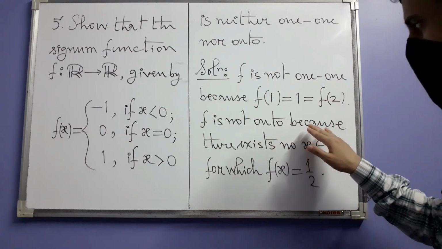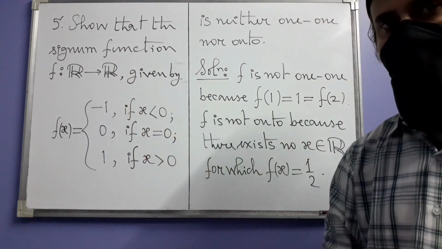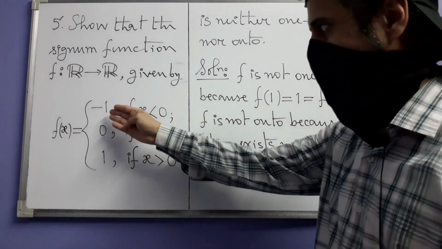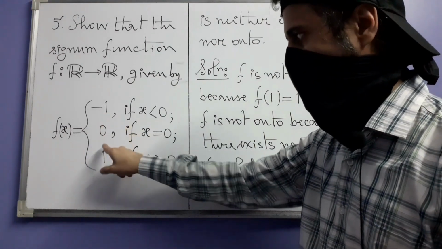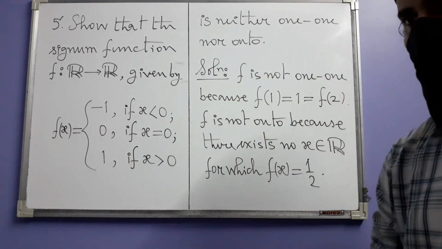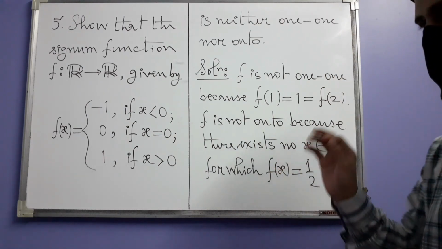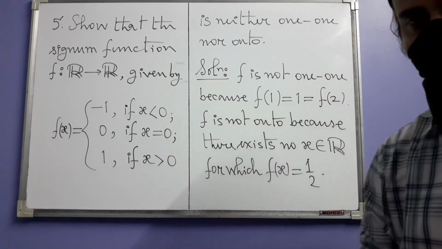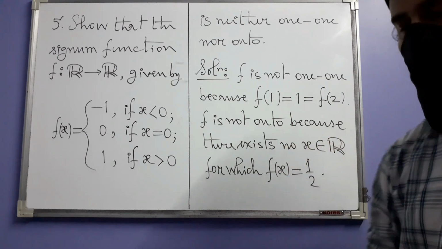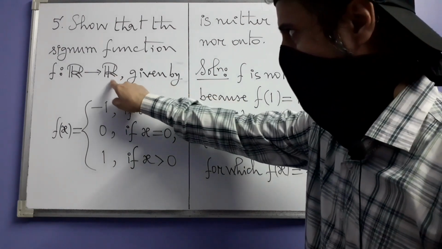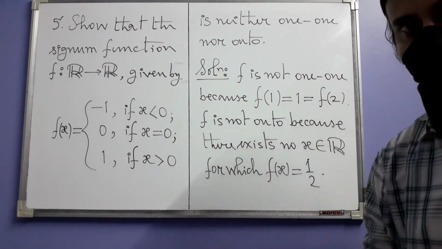And our function is not onto. That is because the codomain is large. It is the entire set of real numbers, but the actual distinct outputs this function has are simply -1, 0 and 1. So you choose any real number other than these 3 that is not going to be appearing as an output for any input under the function. For example, there is no x for which f of x is equal to 1 divided by 2, although this real number is here in the codomain of the function. So that is why the function is not onto.